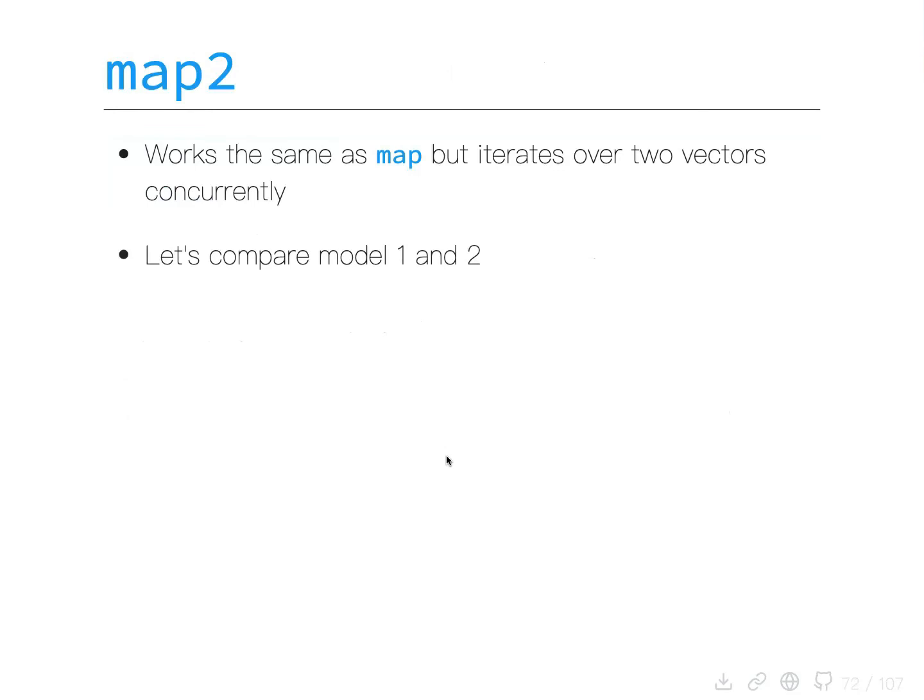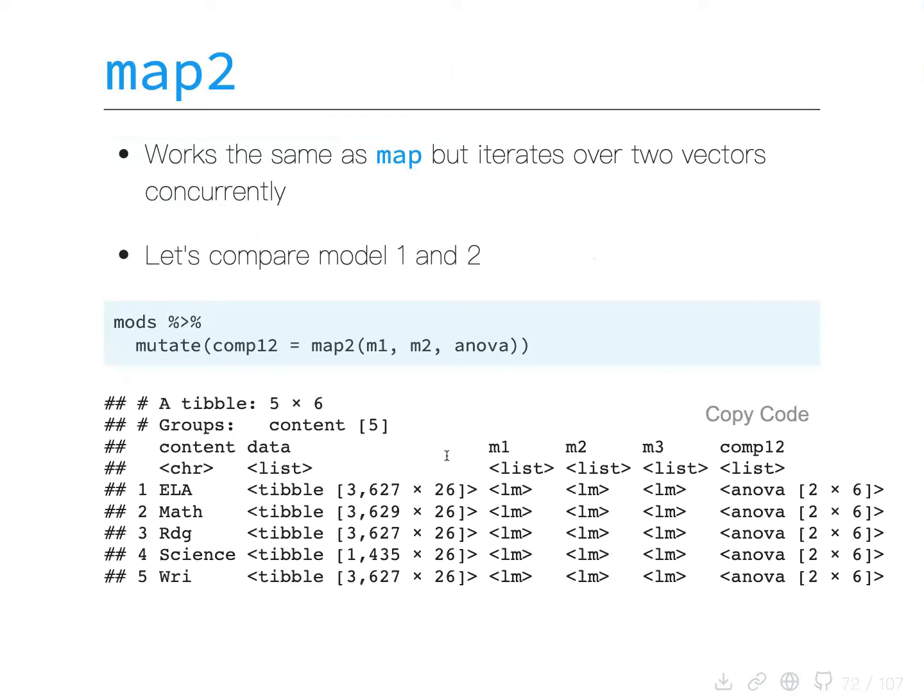What we can do is use map2, which is the same as map, but iterates over 2 vectors instead of 1. If we wanted to compare models 1 and 2, we could take all those models and mutate, and I'm creating a new thing I'm calling comp1-2, the comparison between model 1 and model 2. I'm saying map2 through M1 and through M2 and apply the function ANOVA. Then we get all of the ANOVA comparisons for the difference between model 1 and model 2.